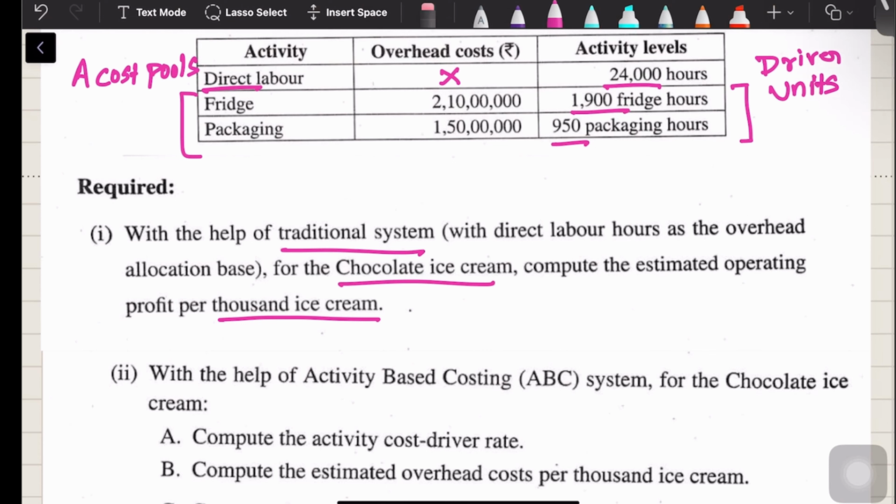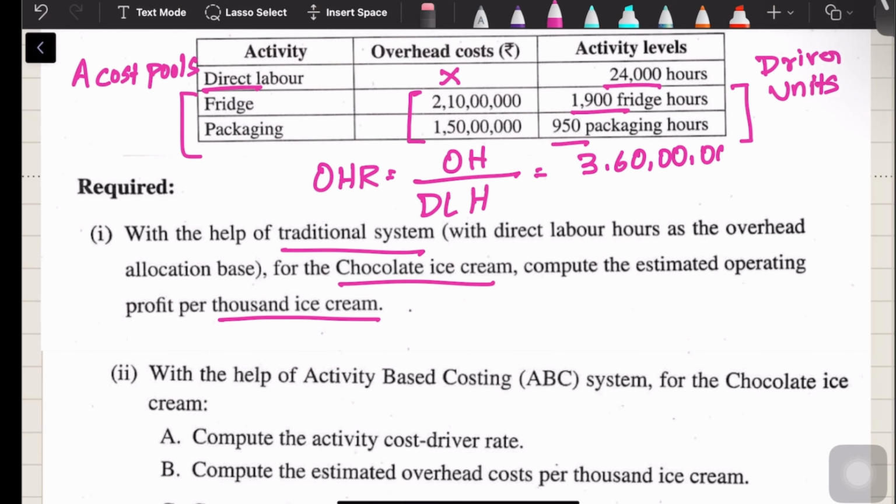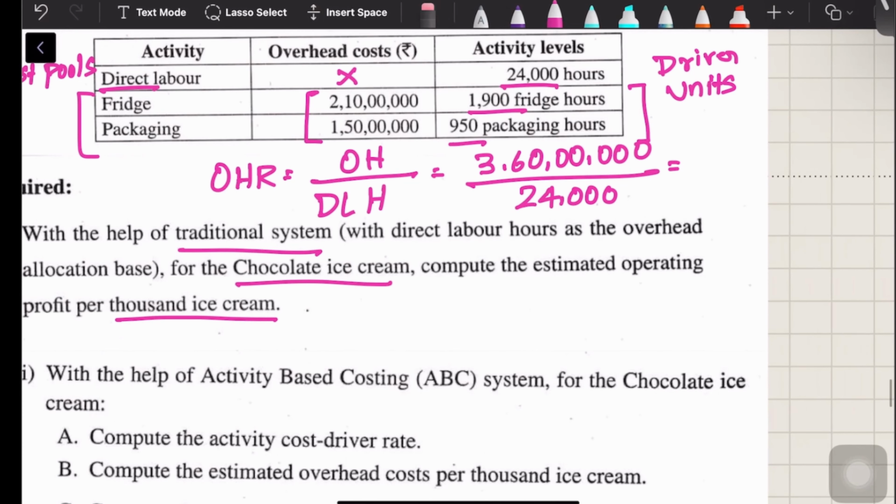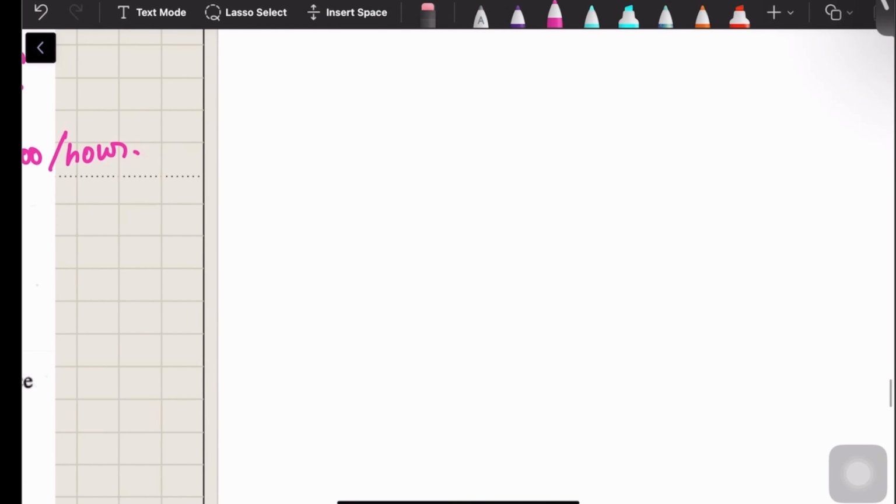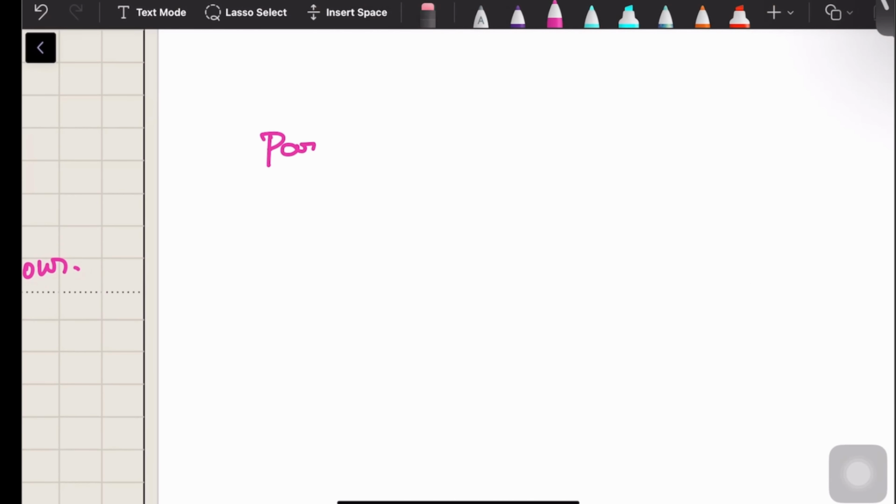So in the traditional system, the direct labor hour is the allocation base. That means first you have to calculate the total overhead, which is already given. So 2.1 crore plus 1.5 crore divided by the labor hours. Why? Because direct labor is the allocation base. So in the numerator we have 3.6 crore, denominator we have 24,000 hours. So we will get 1500 per hour as the overhead absorption rate.